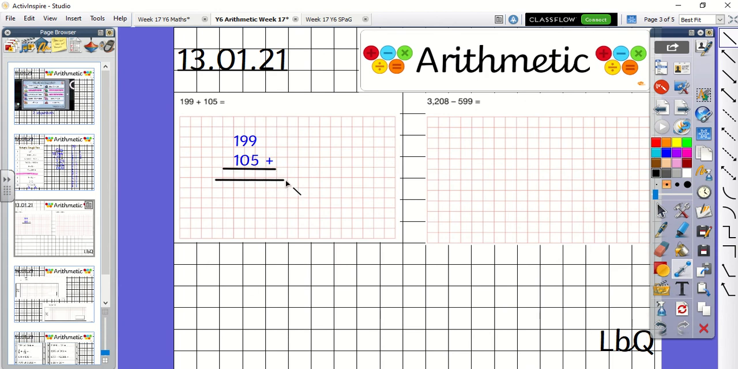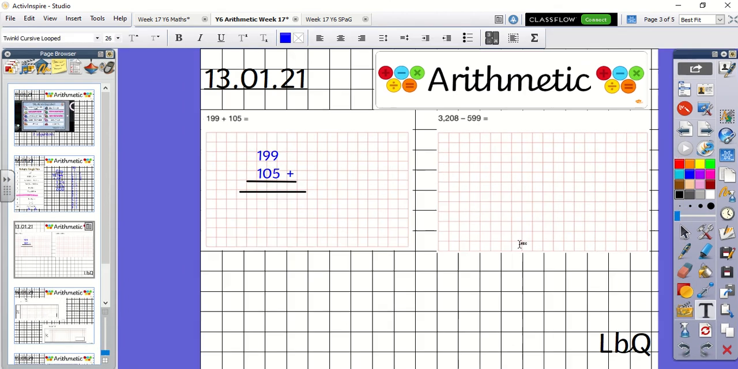Okay, remember you get marks for showing your working out, so try to show all your working out. 9 add 5, so 9, 10, 11, 12, 13, 14. So I'm going to put my 4 in the ones column, but I need to carry my 1 in the tens column. 9 add 0 is 9, add the 1 is 10.